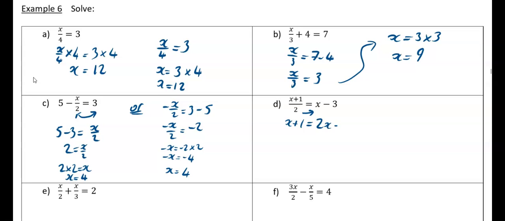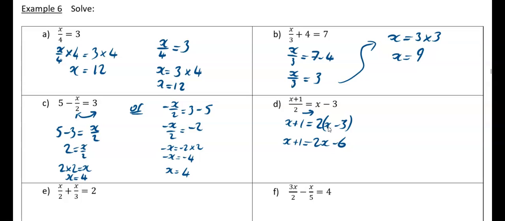Now, what I've written down here is incorrect, because what I've said here is my 2 is multiplying just my x, so you must have brackets here. So make sure you've got brackets to show that your 2 is multiplying the whole thing x minus 3. And then probably the easiest thing to do is just to multiply your brackets. So you'll have x plus 1 is equal to 2x minus 6.